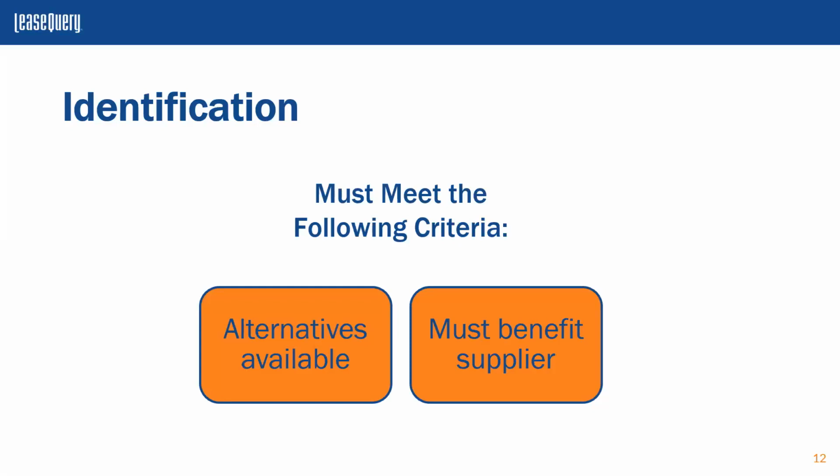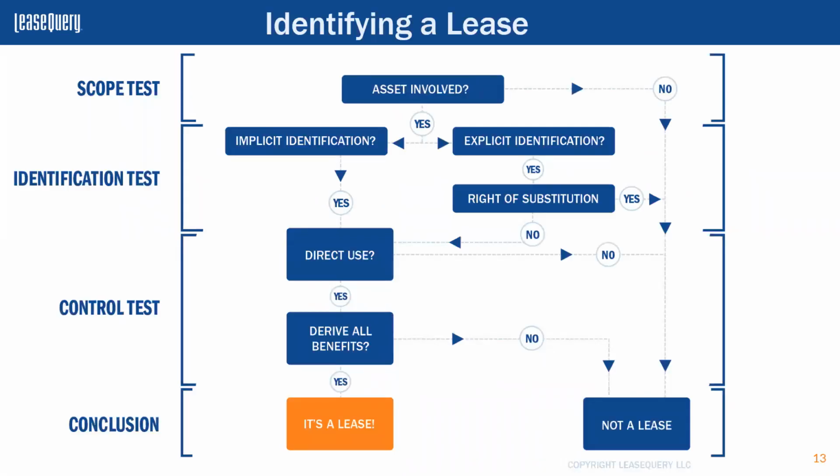I want to mention something that came in the basis of conclusions. It's number 129 related to ASU 2016-02, which is the leasing standard update. The basis of conclusions says that this substitution criteria is really meant to help explain that this is a supplier controlled asset versus a customer controlled asset. And again, this is how you do it: are there alternates available, and will it benefit them? So now we've talked about the implicit or explicit asset, and then if the supplier has the right of substitution. If both of those are true, we're going to keep moving. We still aren't sure if we have a lease, but now we get into directing the use and deriving the benefits.